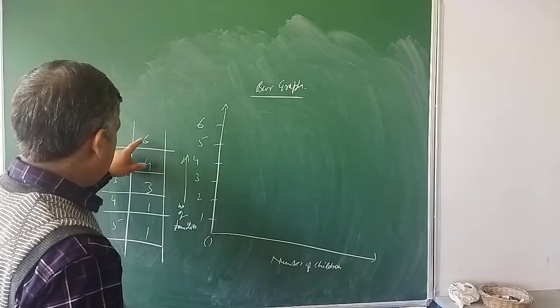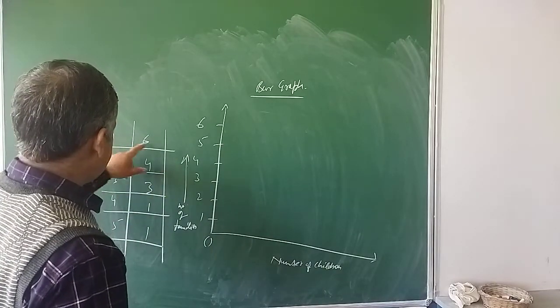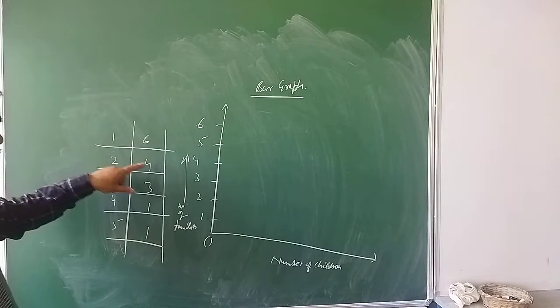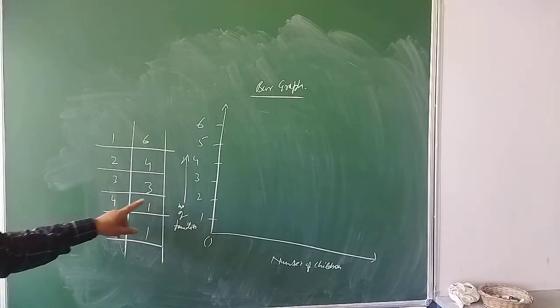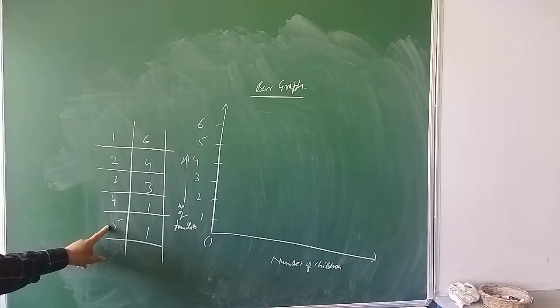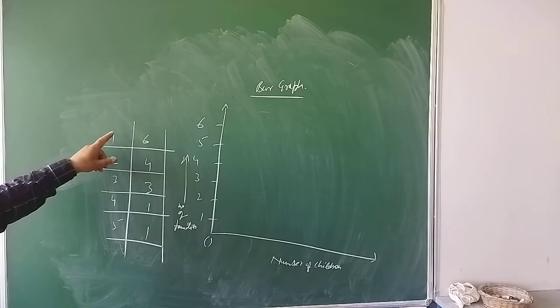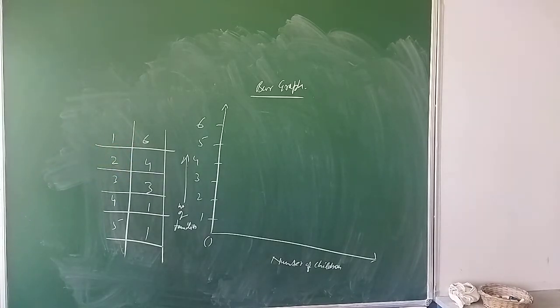There are 6 children in one family, 4 children in 2 families, 3 children in 3 families, 1 child in 4 families, and 1 child in 5 families, and 1 child in 6 families.